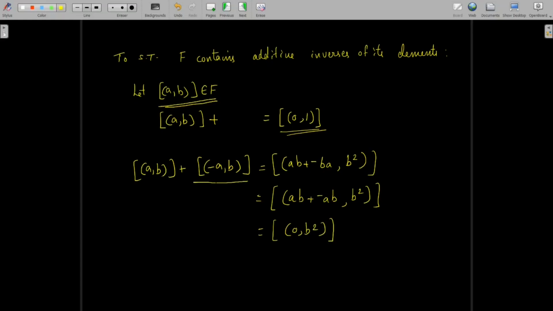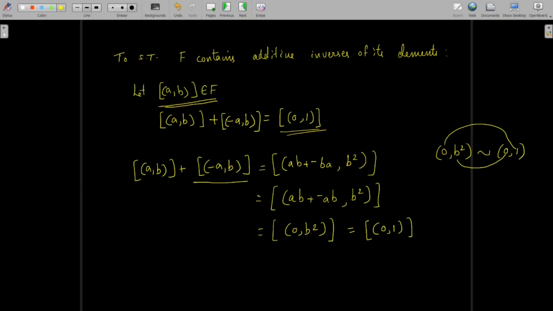Thus, when we add the equivalent class of minus AB with the equivalent class of AB, the result is the equivalent class 0 comma B square. We may note that the element 0 comma B square is equivalent to the element 0, 1, because 0 into 1 equal to 0 and B square into 0 equal to 0. Therefore, this equivalent class 0 comma B square is equal to the equivalent class of 0, 1.